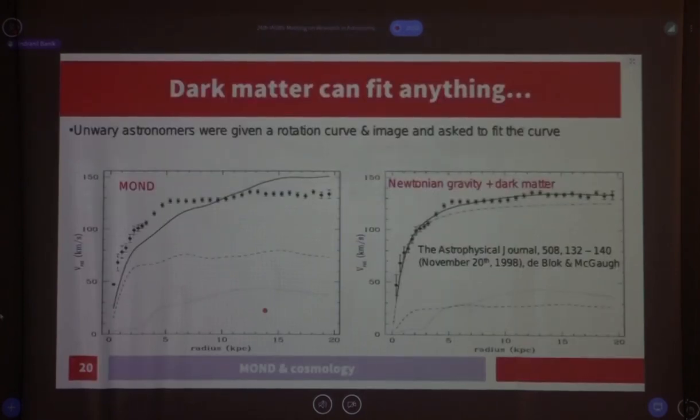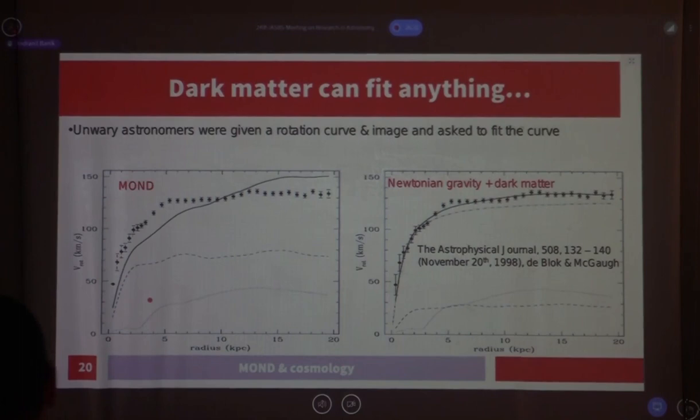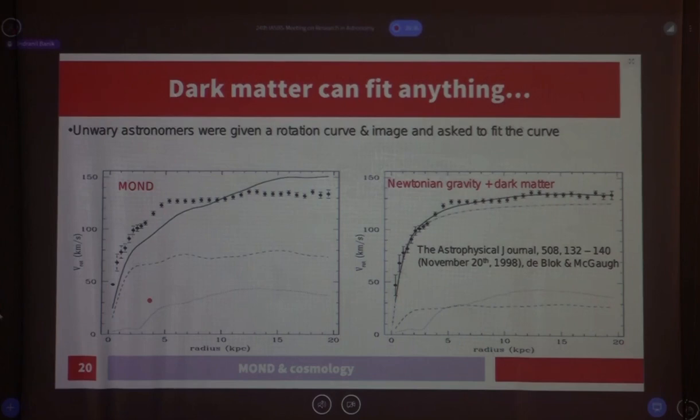Now, another thing I wanted to get to is that if you try to fit rotation curves with dark matter, there is a great deal of flexibility which is not present in the MOND framework. So there was an experiment done in 1998 about fitting the rotation curve of a galaxy, where they had the rotation curve and they also had the image. So basically, they knew the amount of baryonic mass in the galaxy as a function of distance, like from a color image, basically, and H1 data to tell you the amount of gas.